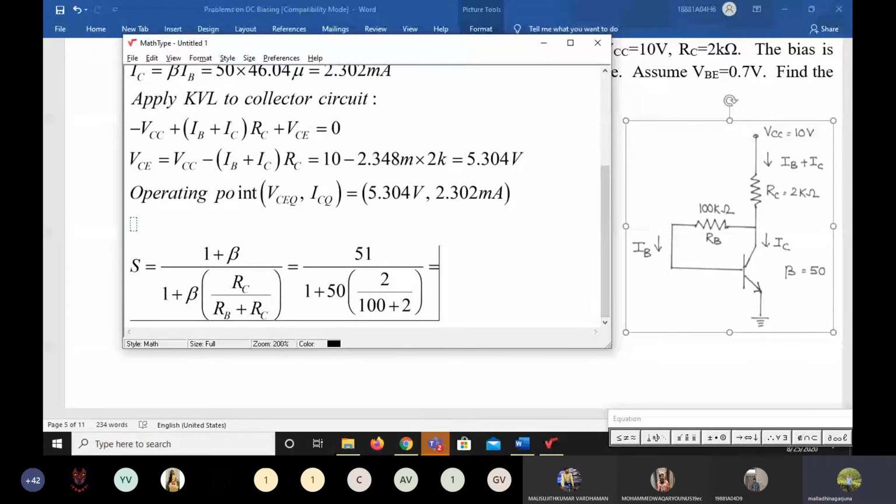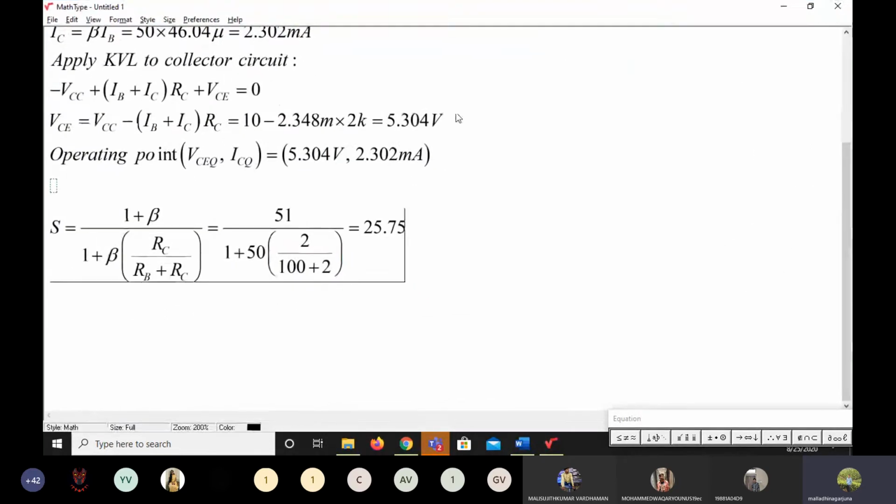And the final answer for the stability factor is 25.75 or so. This is unitless, it's a factor, no issues. Okay, so this is the solution for this problem.